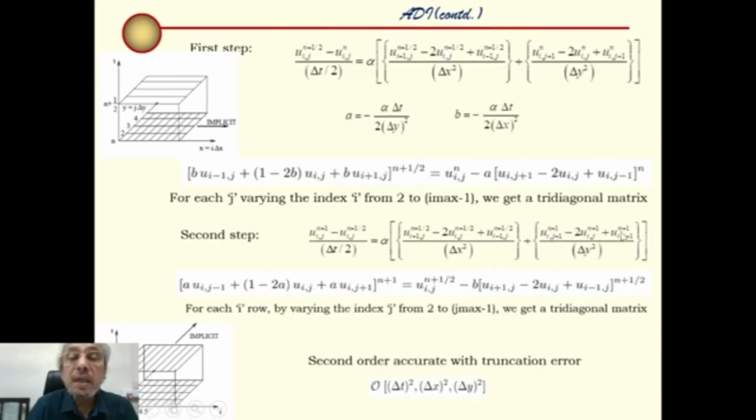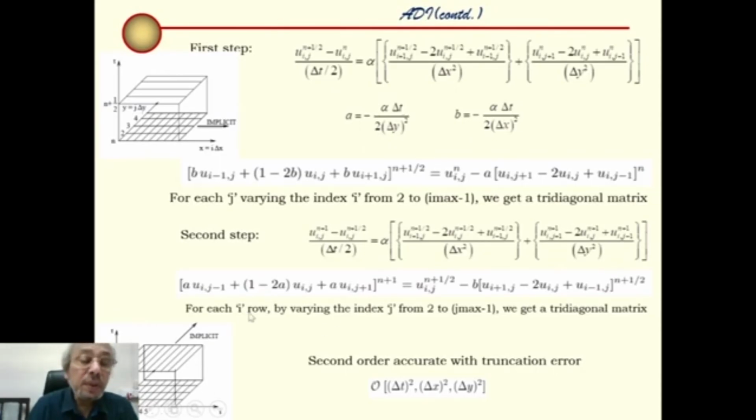Again, at n plus 1 these values are not known. We move all the variables that are not known to the left hand side and all the known variables to the right hand side, and we get this equation: a u_i(j-1) plus (1 minus 2a) u_ij plus a u_i(j+1), all at the n plus 1th level and all unknown, equal to the values at the n plus half level. We have written the expressions for a and b.